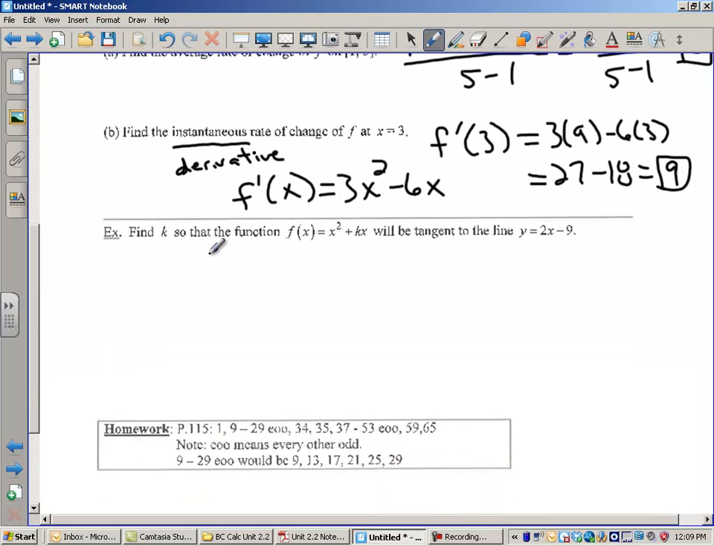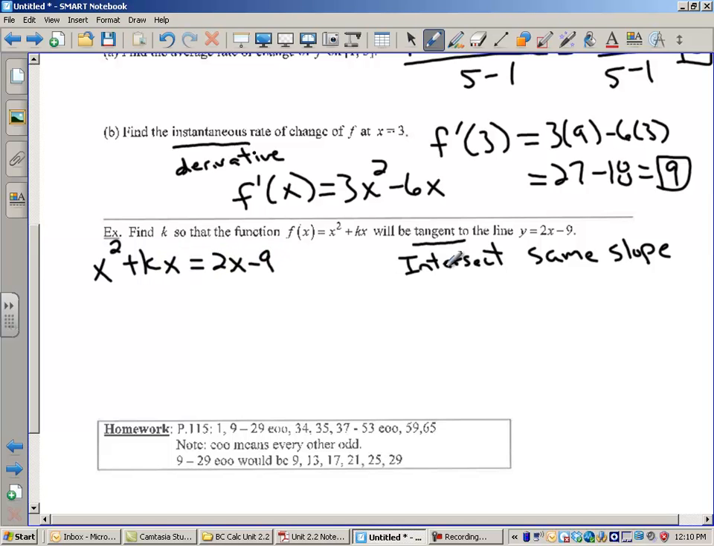Alright, so we're going to do last example here. Find k so that the function x squared plus kx will be tangent to the line y equals 2x minus 9. Two things about a tangent line. They must share a point, so they must intersect, and they also must have the same slope. So there's two equations I'm going to write. First of all, x squared plus kx has to equal 2x minus 9. That would be their intersection.